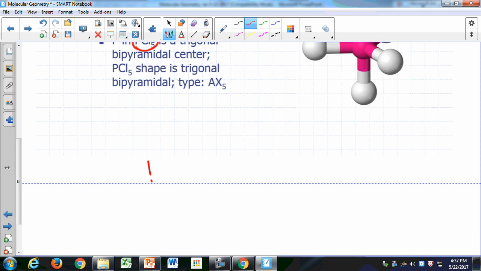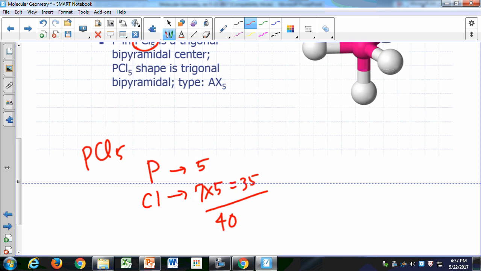Phosphorus contributes 5 valence electrons. It's right under nitrogen in your periodic table, so group 5A. Each chlorine contributes 7. It's a halogen, group 7A. There's 5 chlorines. We're doing PCl5, so times 5. That gives you 35. So PCl5 would have 40 valence electrons.